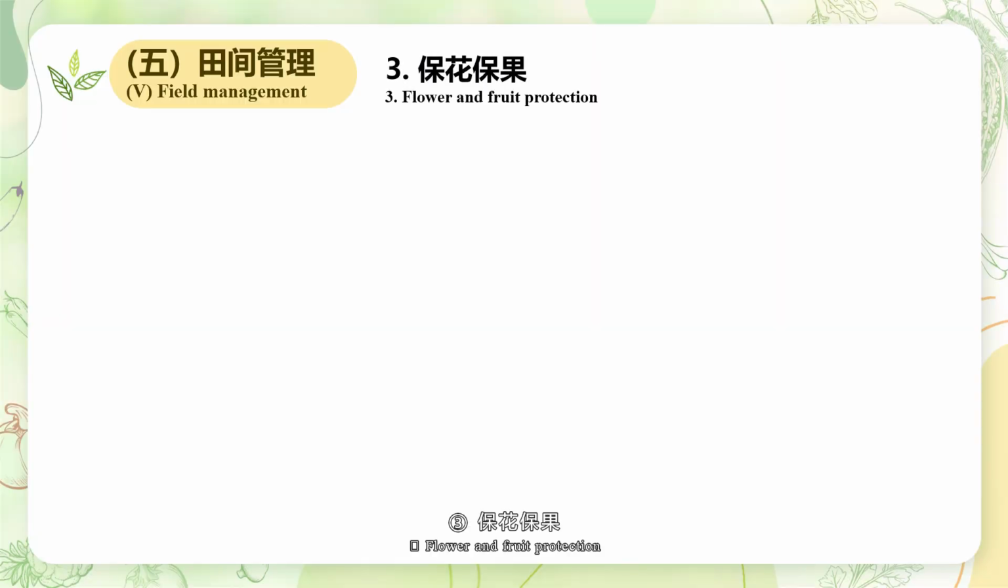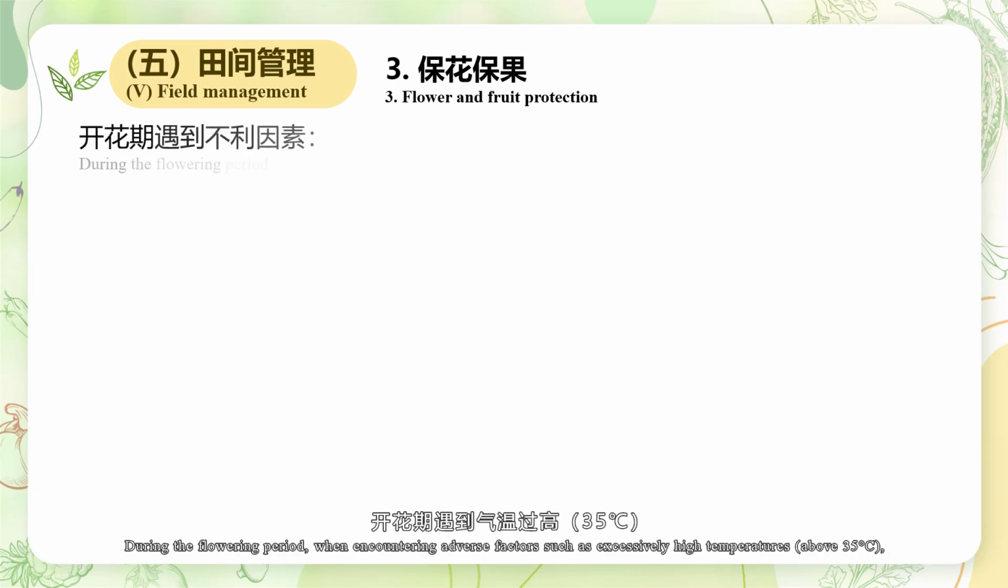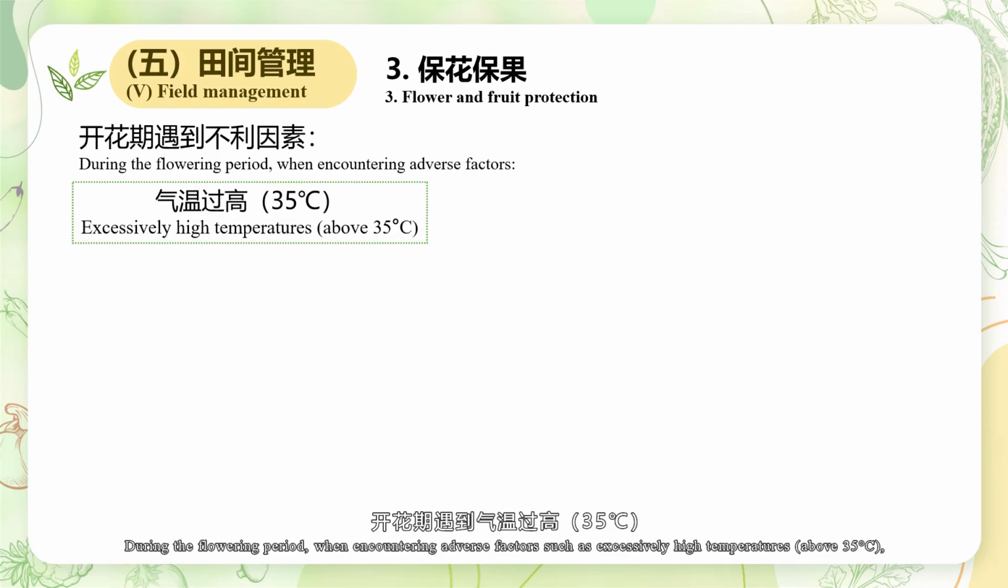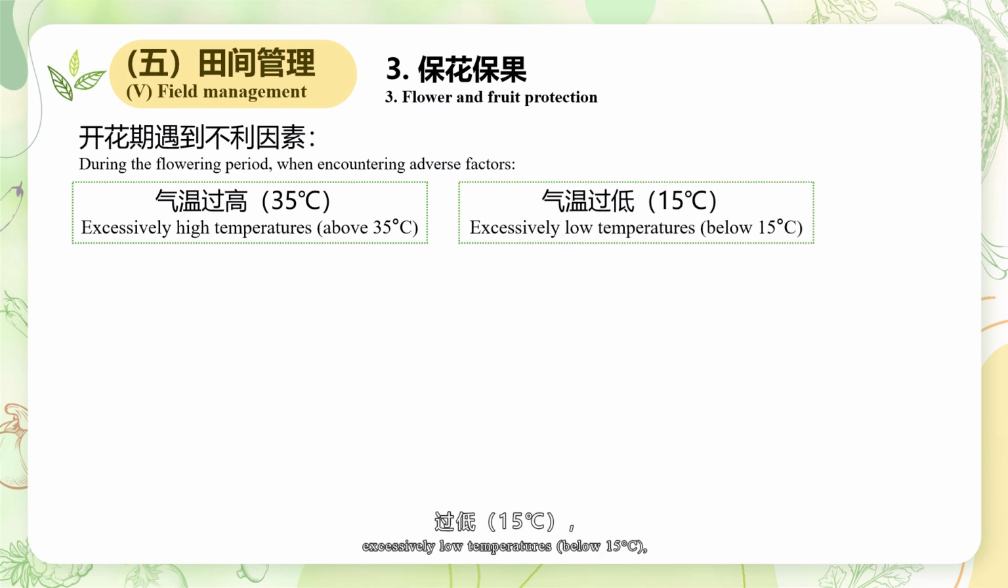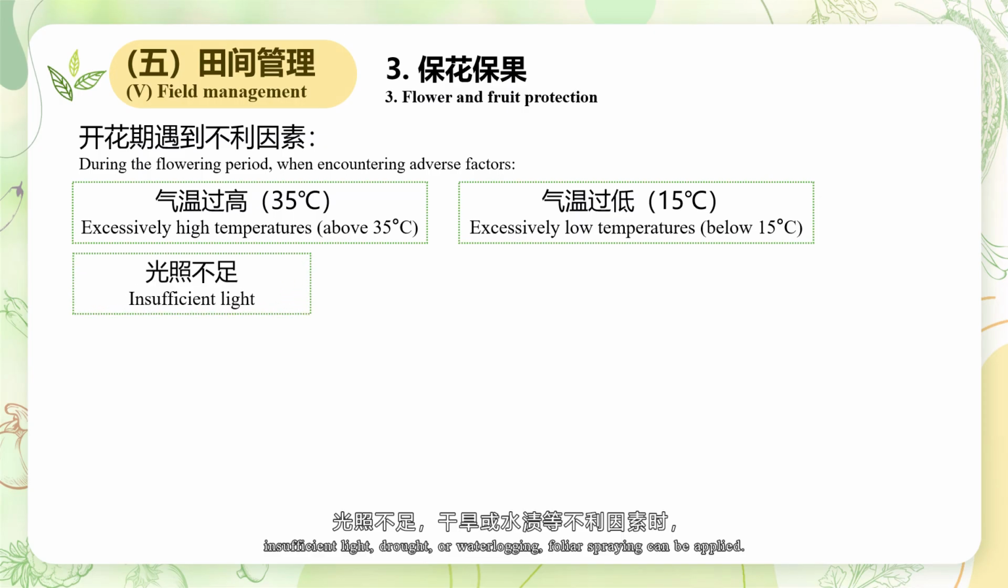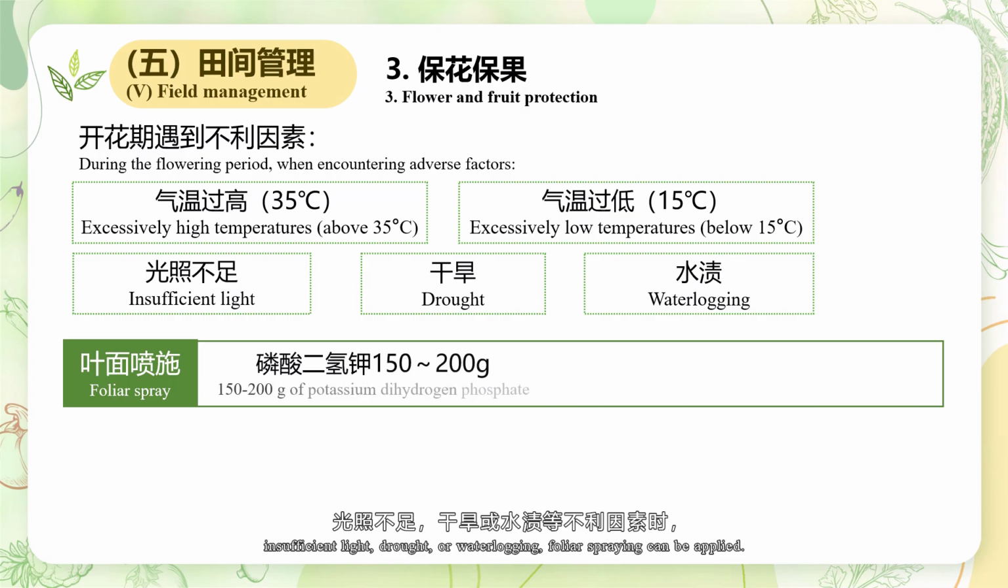3. Flower and fruit protection. During the flowering period, when encountering adverse factors such as excessively high temperatures, above 35 degrees Celsius, excessively low temperatures, below 15 degrees Celsius, insufficient light, drought, or waterlogging, foliar spraying can be applied.